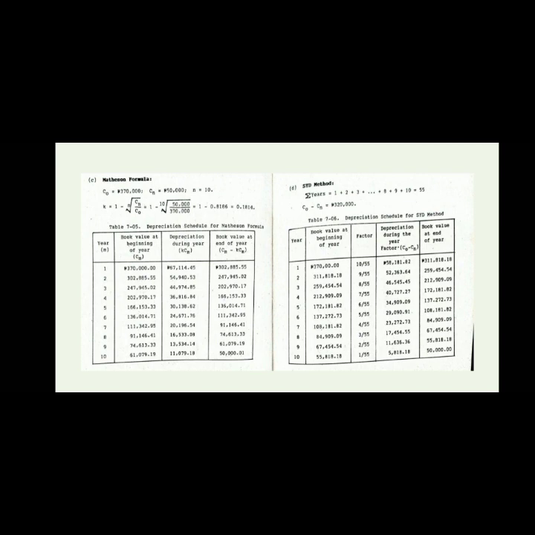So we have the year, the book value at the beginning of the year, and then the factor: 10 over 55, 9 over 55, and so on. Next is the depreciation during the year, which is the factor times the total of C sub O minus C sub N. And then the last row is the book value at the end of the year. So that is the depreciation schedule for the SYD method.